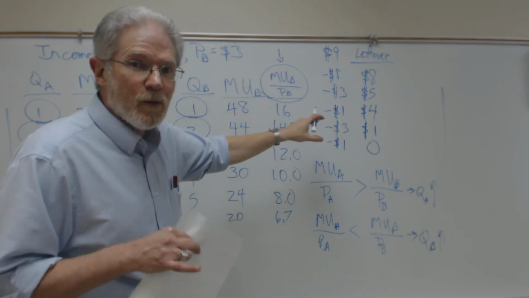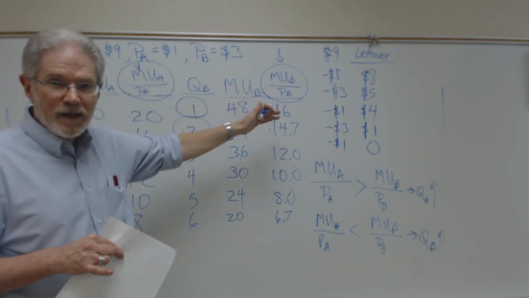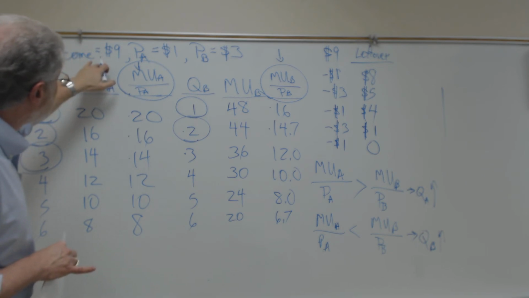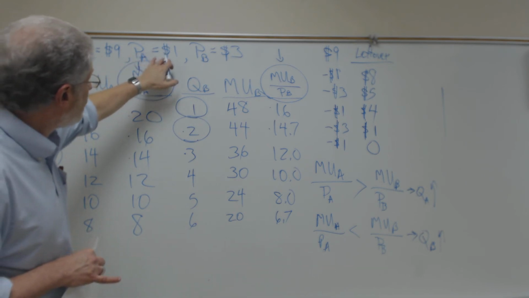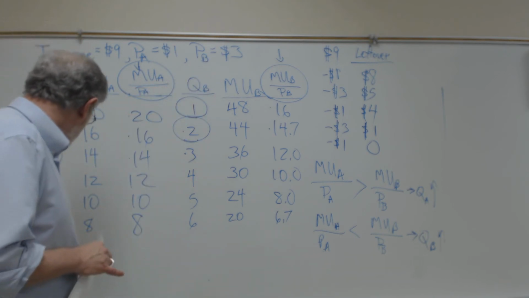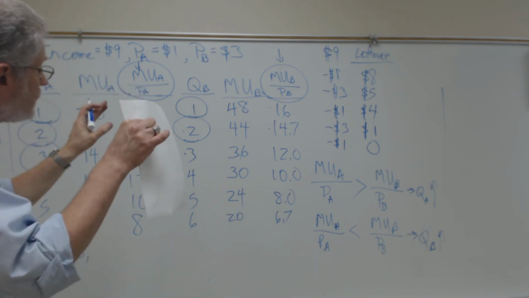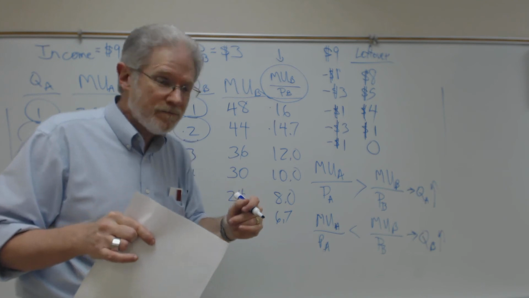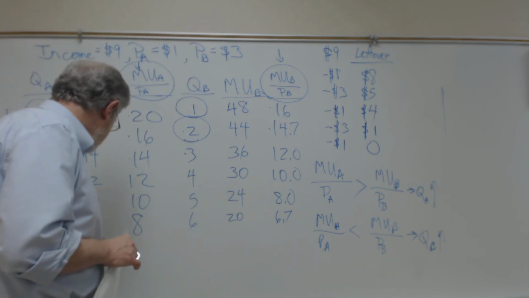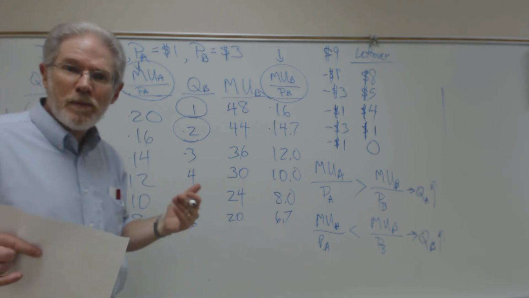so we're done. What's our conclusion? Okay. Well, he likes apples. He likes bananas. But what we have concluded is that if he is limited to $9 of income, because the price of apples is 1, the price of bananas is 3, we have now concluded that the combination of apples and bananas that will give him the most utility is 3 apples and 2 bananas. Okay. What's his total utility here going to be?